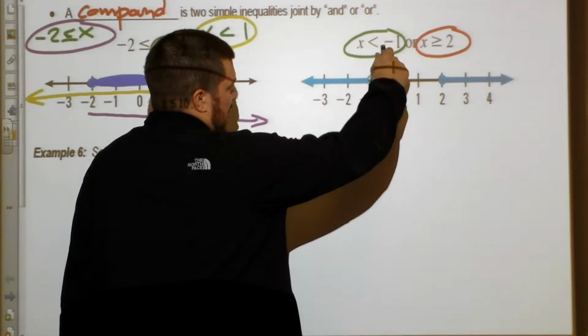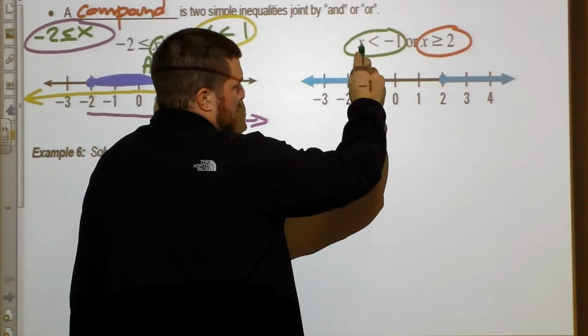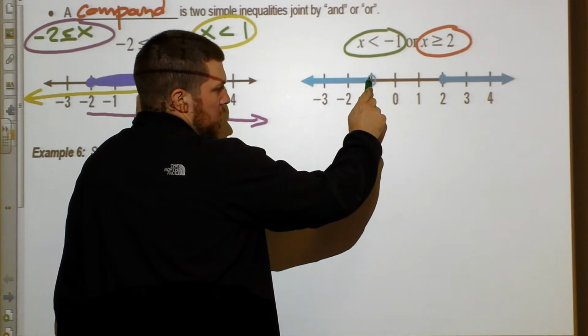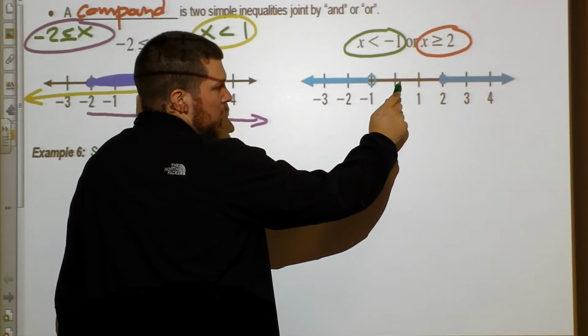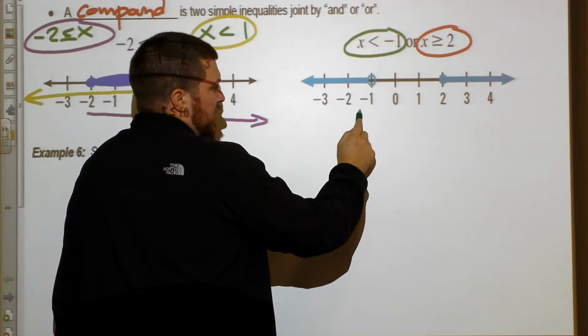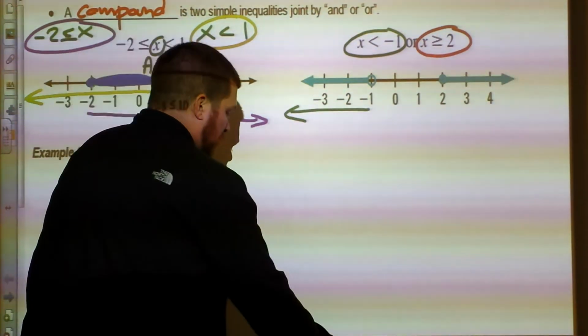So let's do the first one. x is less than negative 1. Well, here is 0. 0 is not less than negative 1. So 0 is to the right of my circle, and it didn't work. So what that implies is that all the numbers to the left of negative 1 will work. So that's how I shaded that piece.